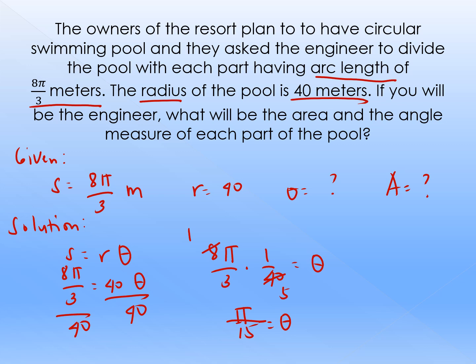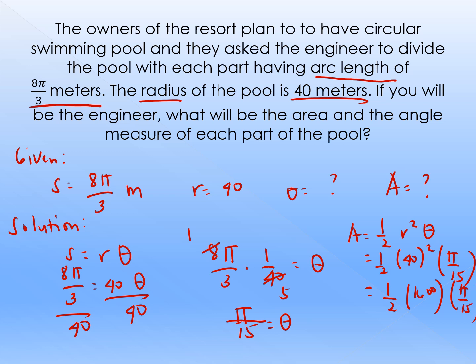Now, to find the value of the area of the sector, we have 1/2 r squared theta. Let us substitute. Instead of writing r, we're going to write 40 squared. Instead of writing theta, we're going to write pi over 15. Let's simplify 40 squared, and that is 1,600. And then let's bring down pi over 15. Now let's multiply 1 times 1,600 times pi. We have 1,600 pi. And 2 times 15 is 30.